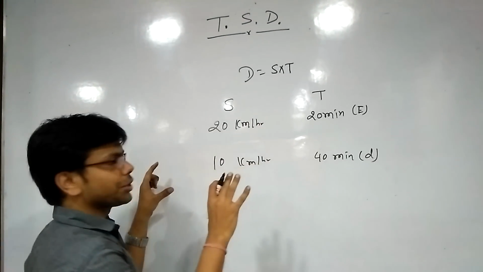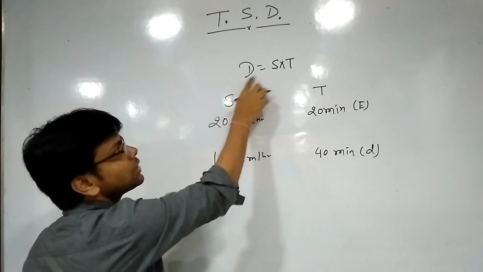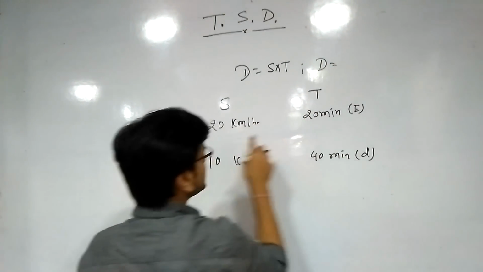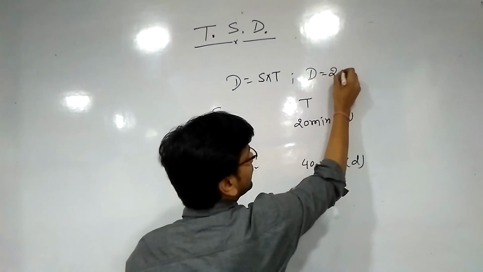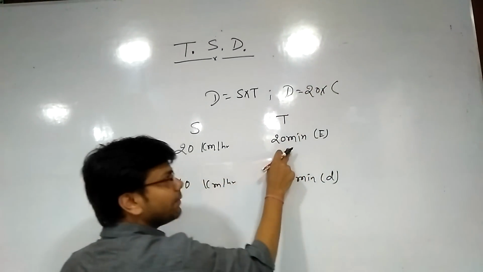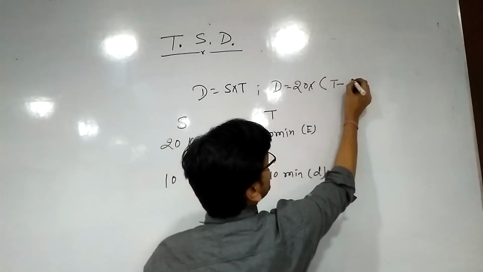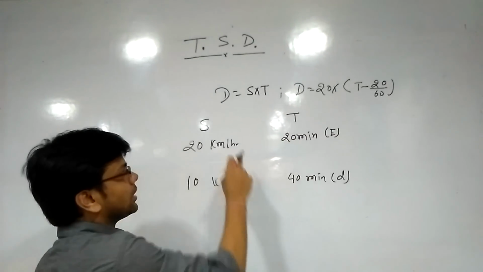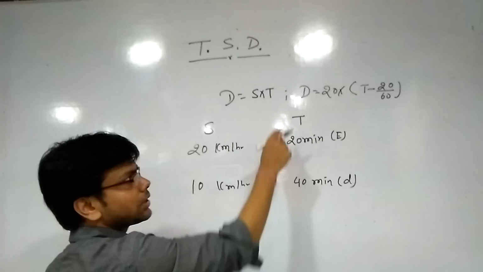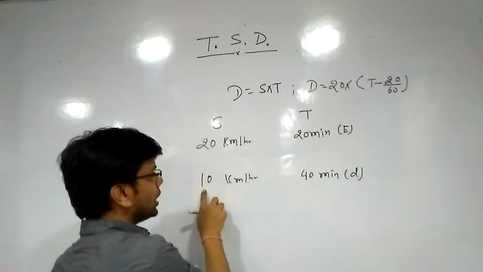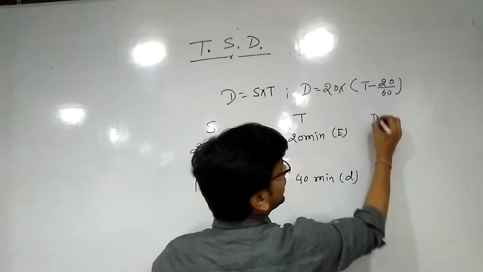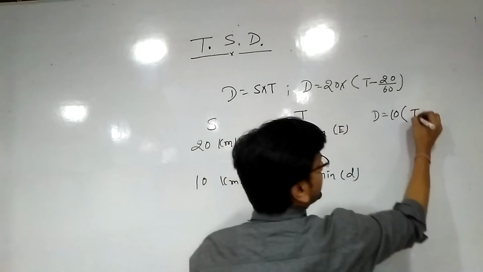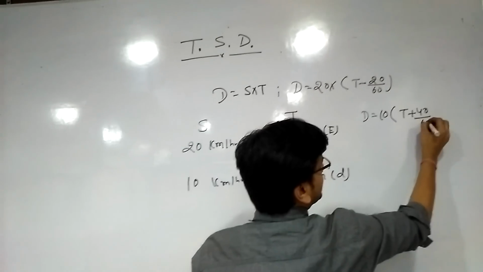So for this type of question, the most important thing is distance is equal to speed into time. So we can frame the first formula. Distance is d, with a speed of 20. Time is 20 minutes earlier, that is t minus 20 by 60. This is our first case. The equation from the first scenario is d is equal to speed into time. Equation from the second scenario, d is equal to speed 10, and the 40-minute delay is extra time, t plus 40 by 60.